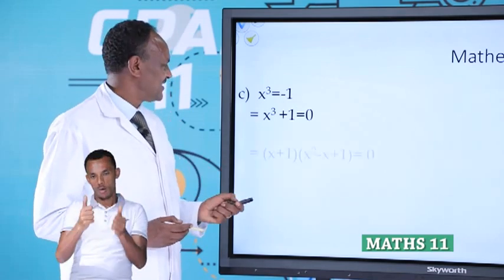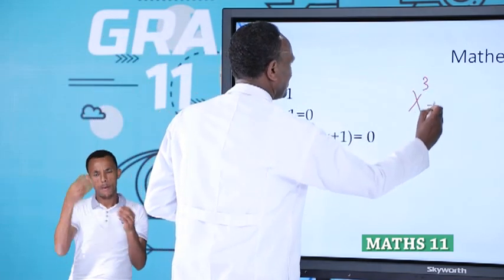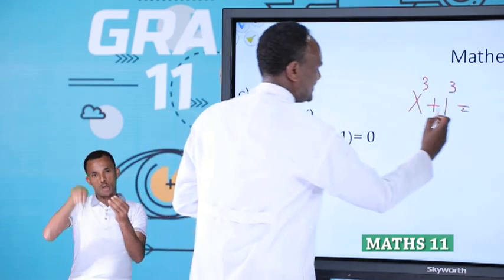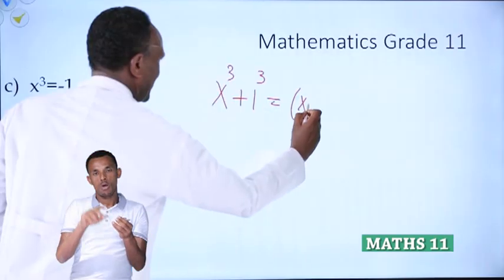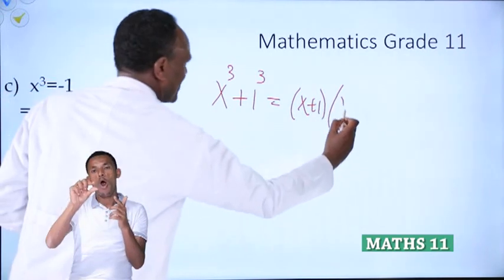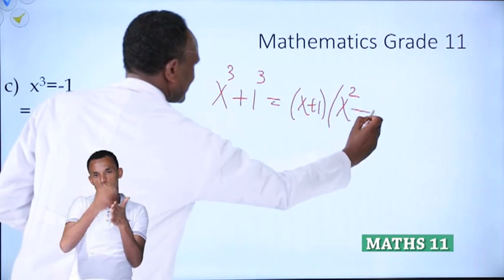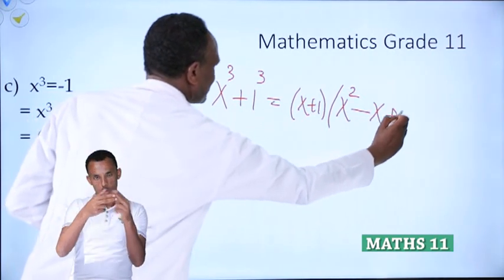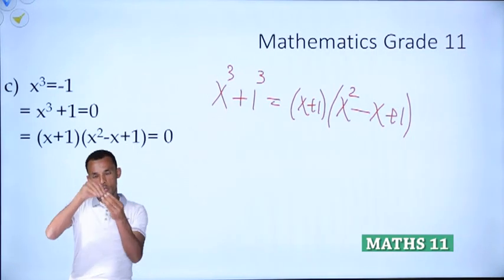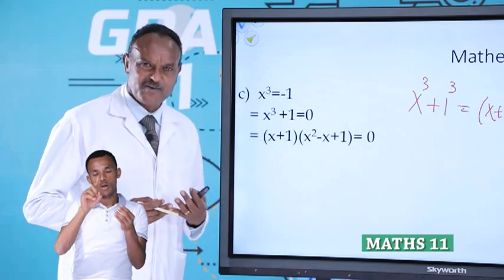It can be factorized. How do you factorize? If you remember, x cubed plus 1 cubed can be factorized. It is the sum of two cubes. One of the factors is x plus 1. The second one is quadratic, which is x squared minus the product of the bases, x times 1, plus 1. You have to remember the factorization of the sum of two cubes. Or else, x cubed plus 1 will be equal to 0 at x equal to negative 1.